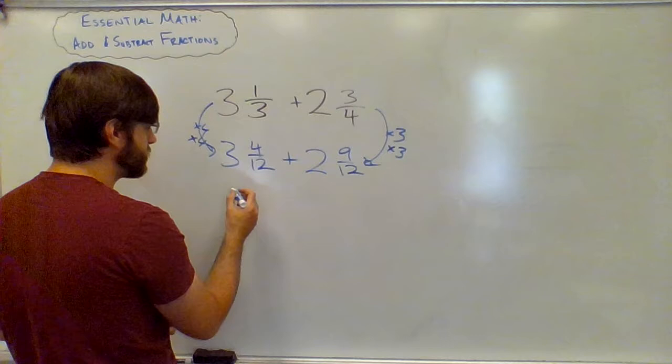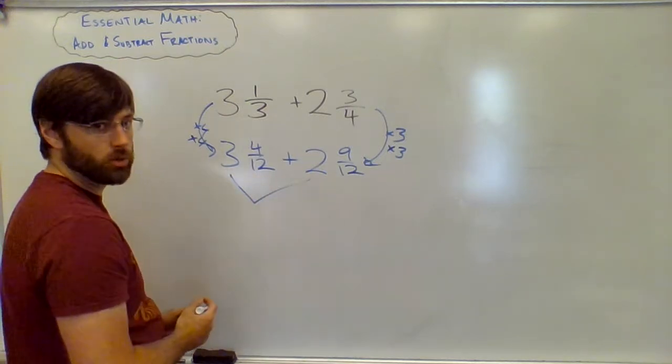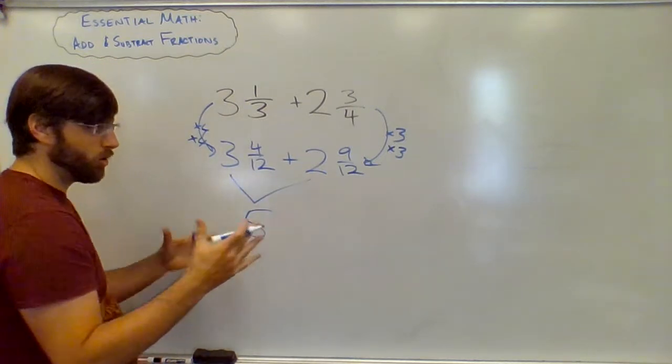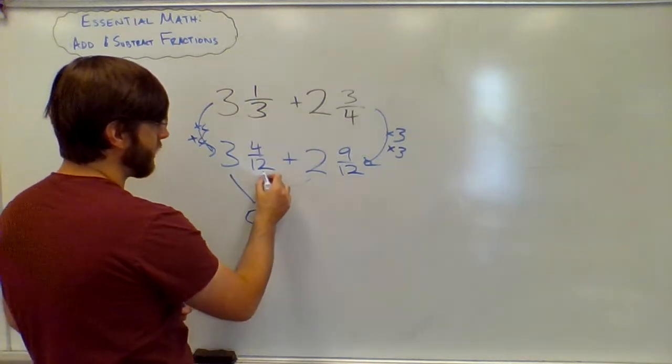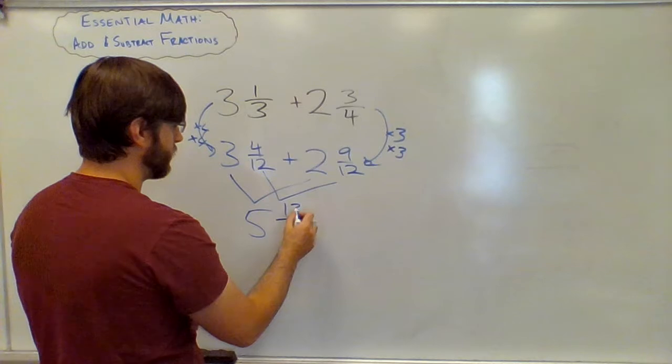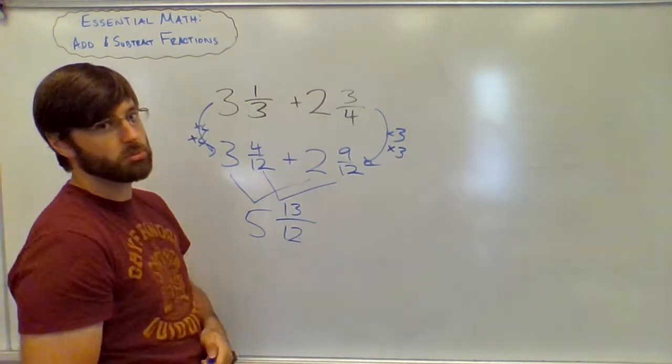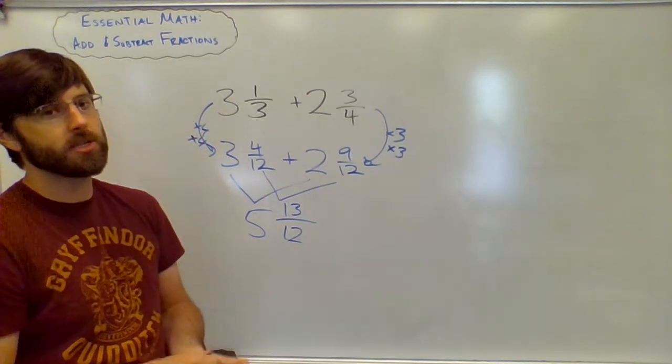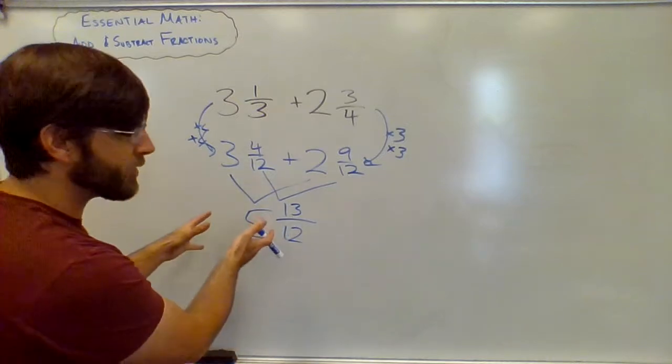So I've got 3 plus 2. That's going to make a total of 5 whole ice cream cakes. And then over here, I've got 4/12 plus 9/12, which is going to be a total of 13/12. Now, this is not an acceptable final answer. I know I just said I don't care about simplest form. This isn't about simplest form.